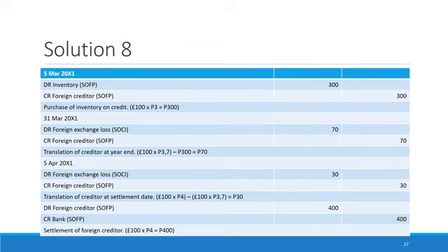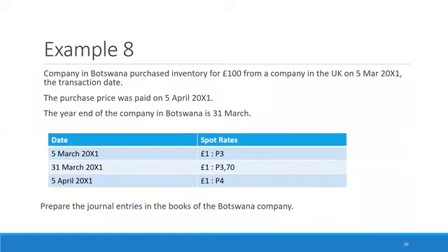We debit our inventory, we credit our foreign creditor with what value? We use our exchange rate and it equates to 300 pula. Now we've reached year end. So at year end, the rule in terms of foreign currency transactions is we must now update our foreign creditor for the change in the exchange rate itself.